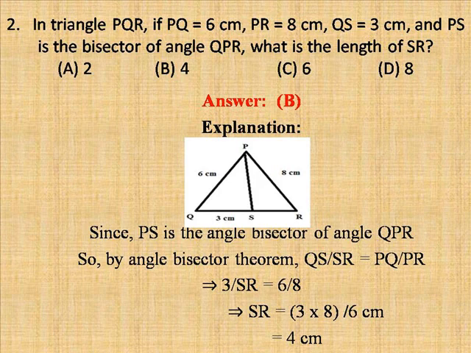Why is it? You can see the figure of the triangle PQR. Since PS is the bisector of the angle QPR, by the angle bisector theorem, QS by SR equals PQ by PR. Therefore, 3 by SR equals 6 by 8, because PQ by PR is 6 by 8. So from there we get SR equals 4 cm. So answer is option B, 4 cm.